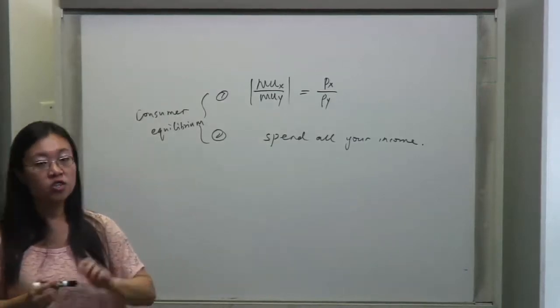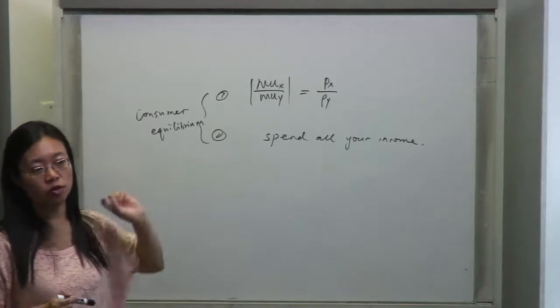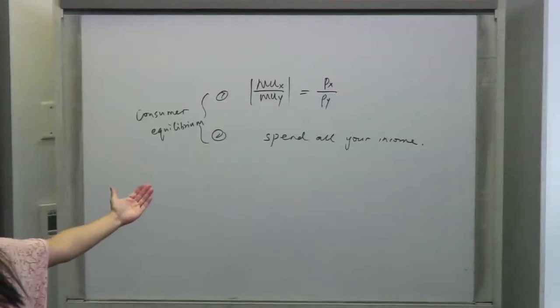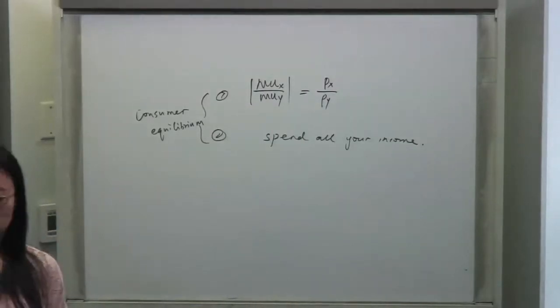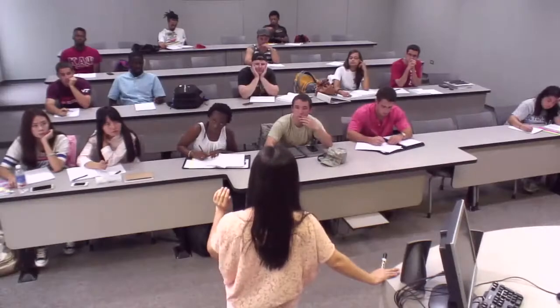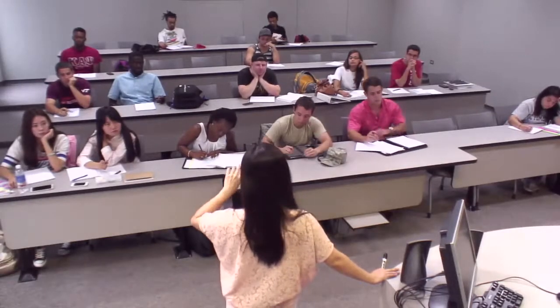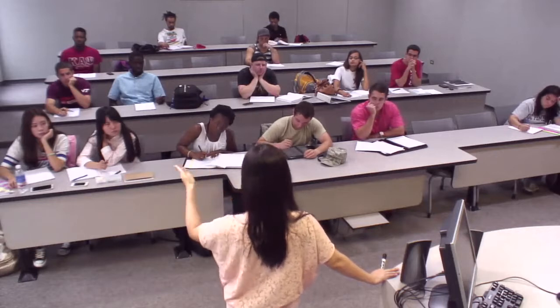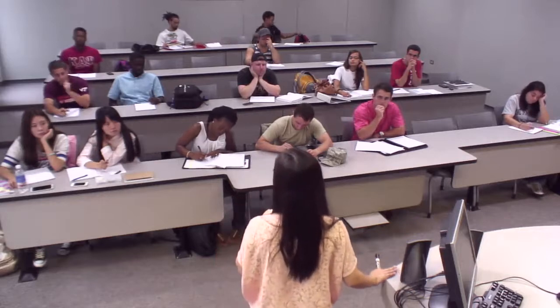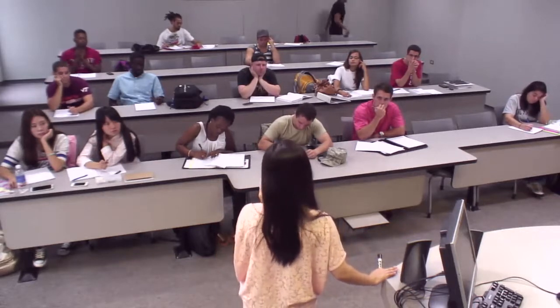Okay, so I finished the introduction of the model. Today we're going to do some applications using the model, using the theory. The first application we're going to do is compare three different scenarios. One scenario is this. In the store, you want to buy two different goods, either pizza or cantaloupe.